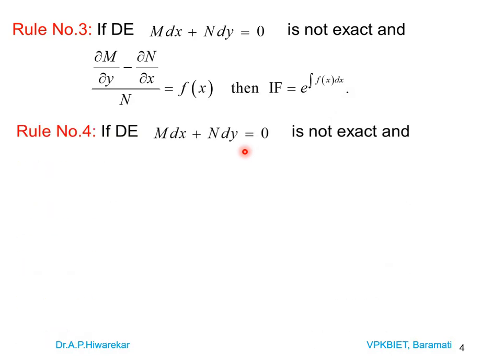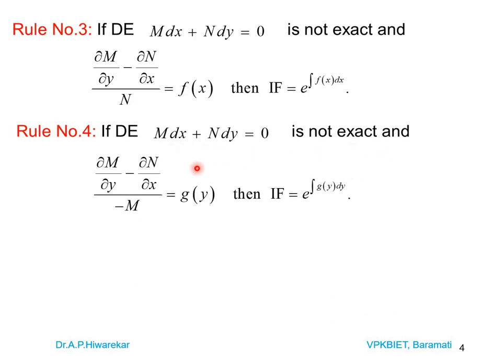Rule number 4. If differential equation Mdx plus Ndy is equal to 0 is not exact, and ∂M/∂y minus ∂N/∂x divided by minus M, which is equal to g of y, then integrating factor is e power integration of g of y dy. Rule number 3 and 4, they are similar. If you observe carefully, this numerator is same over here, and when we are dividing it by N, that value of quotient is function of x. Here in rule number 4, when we are dividing it by M, we are attaching negative sign. So remember rule number 3 and 4.